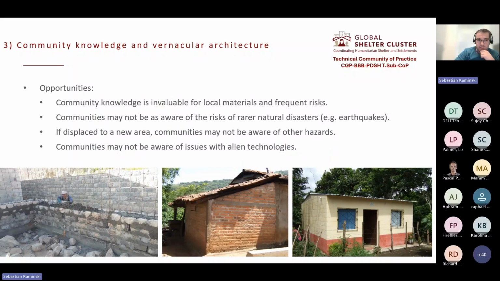So what are the opportunities? Firstly, we need to acknowledge that community knowledge is invaluable for local materials and frequent risks, but communities may not always be aware of the risks of rarer natural disasters, such as earthquakes. Also, if displaced to a new area, communities may not be aware of other hazards, and communities may not be aware of issues with alien technologies.